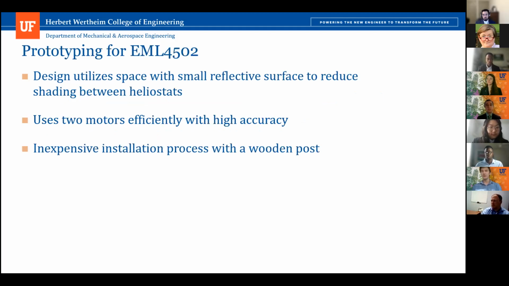Why our design should be chosen to prototype in EML4502: we found that everything that we don't buy off the shelf that we machine is relatively easy to make. The sheet metal has extremely simple geometry, and the two motors are cost effective with high accuracy. Also the installation process is extremely cheap, with just having to drive the wooden post into the ground.